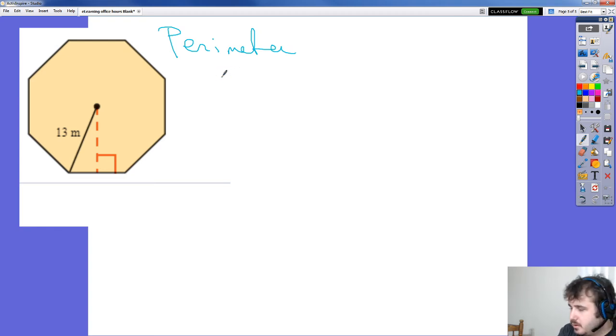My recommendation: outside. Yes, the perimeter is the outside. So what we need to do is find one of the sides so that we can add them all up, because they're all the same, right?